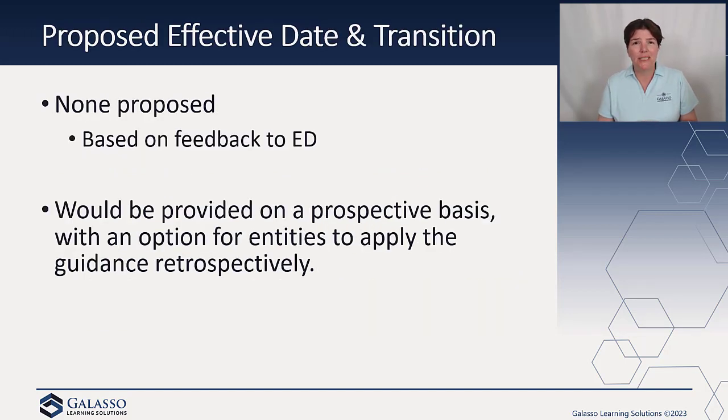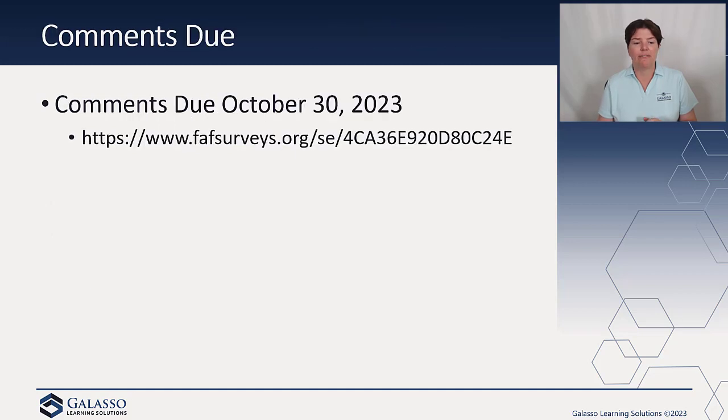They did not propose an effective date here, so this is, again, going to be based on the feedback that they receive, and they are going to do this prospectively with an option. If you really wanted to do retrospective for your comparative period, you could, but they are going to only require it on a prospective basis as they go through it, and they are asking for comments by October 30th, so a little bit of a longer period here to give some feedback.